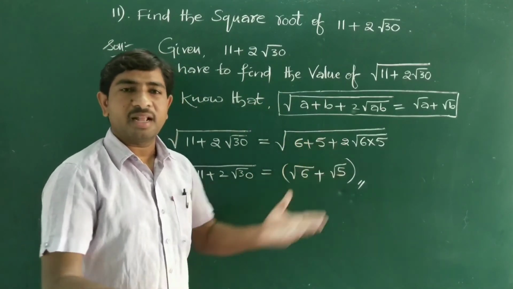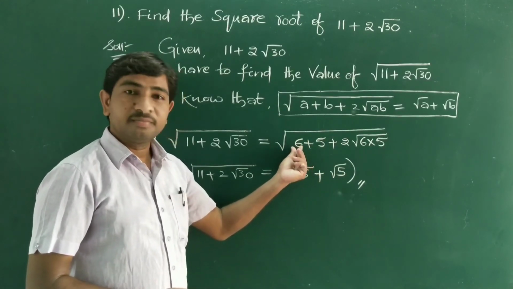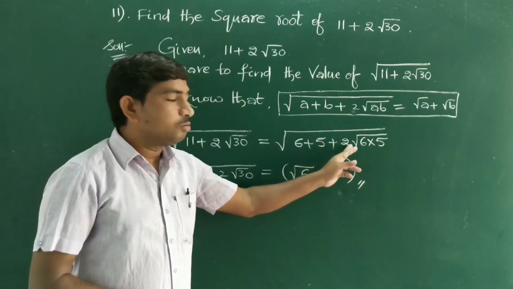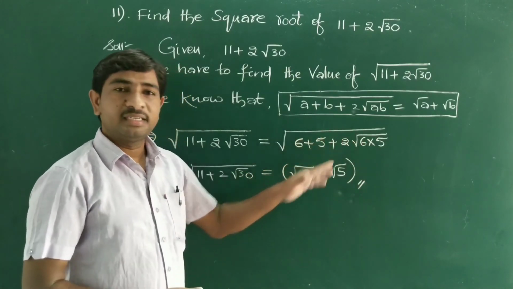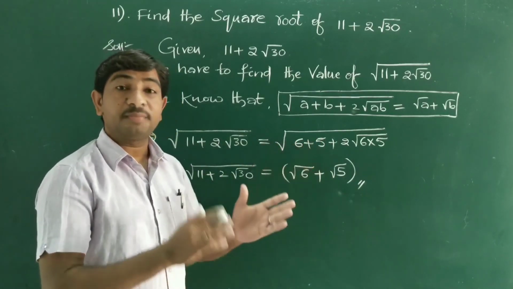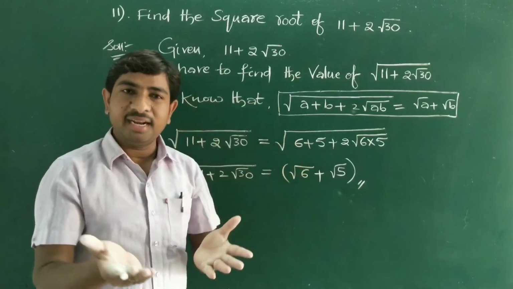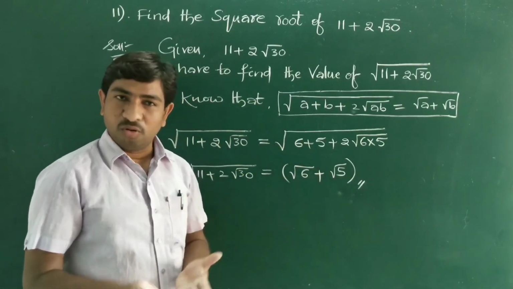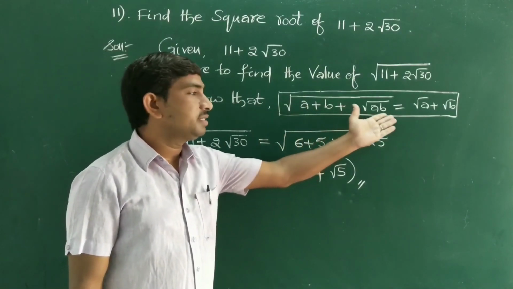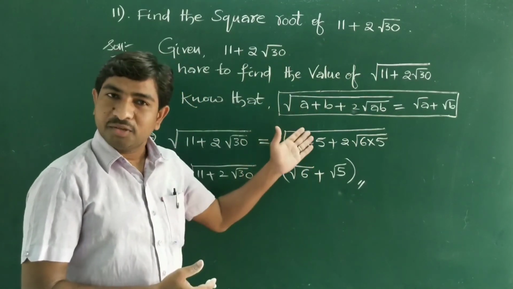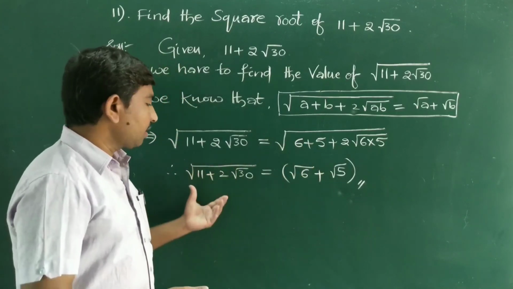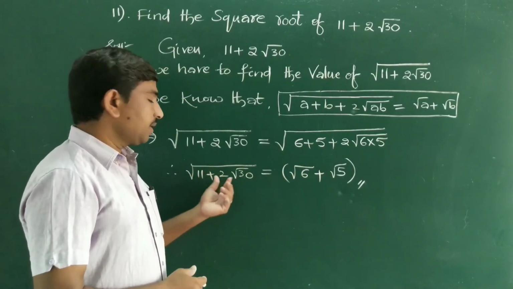We can choose another method also here. We can write this as root 6 whole square and root 5 whole square plus 2 root 6 root 5. So it is in the form of a square plus b square plus 2ab. Then you can write it in the form of a plus b whole square, and the root gets cancelled. Finally, you will get the same answer only, so there is no need to do that. So we know the formula: root of a plus b plus 2 root ab is equal to root a plus root b. By using this formula, we can write it directly. Root 6 plus root 5 is the square root of the given 11 plus 2 root 30.